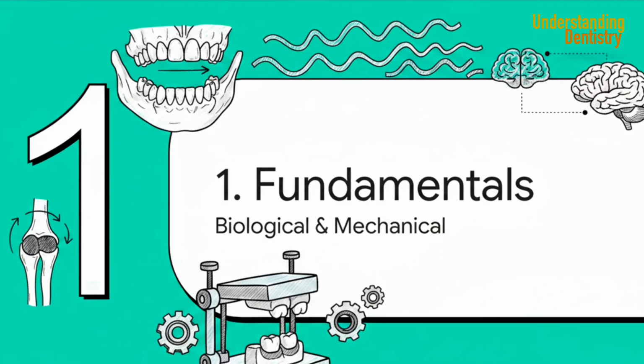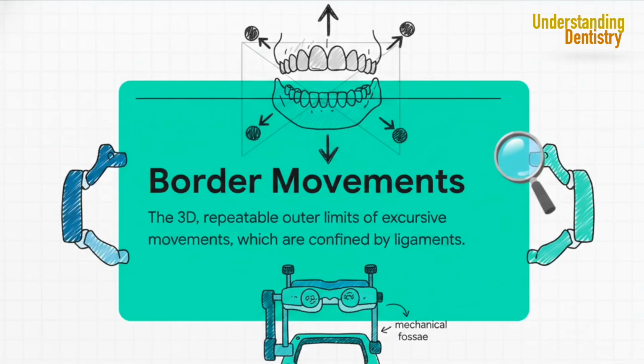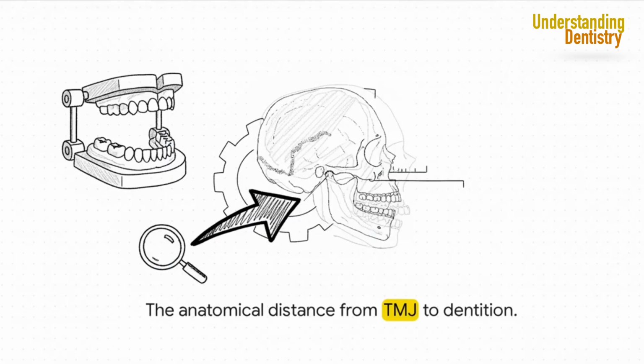Before we even touch a mechanical device, we absolutely must establish exactly what physiological movements we're attempting to simulate in the lab. The foundation of this whole process rests on what we call border movements. Think of these as the absolute outer limits of how the mandible can move: up, down, side to side, and forward. Because these physical boundaries are strictly locked in by the body's ligaments, they are incredibly repeatable. We rely heavily on border movements because that exact repeatability is what allows us to accurately program the mechanical fossae on an articulator. Take a look at the natural skull.